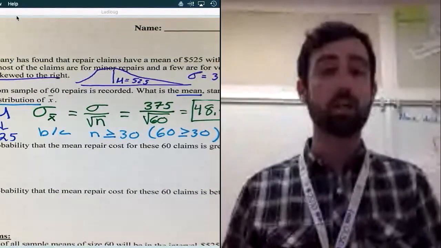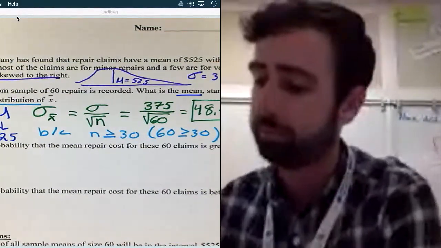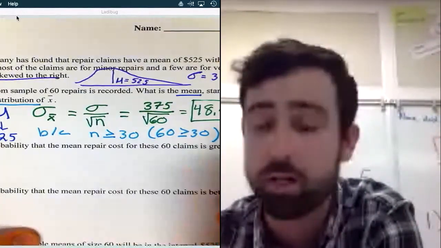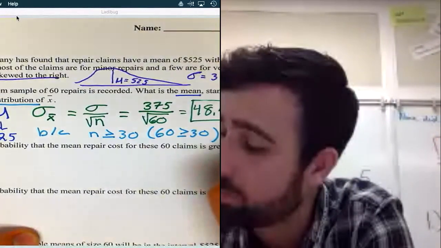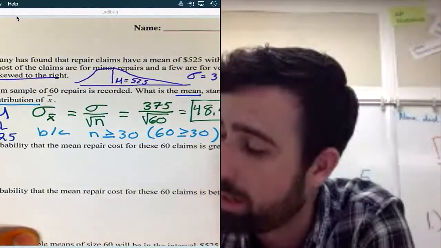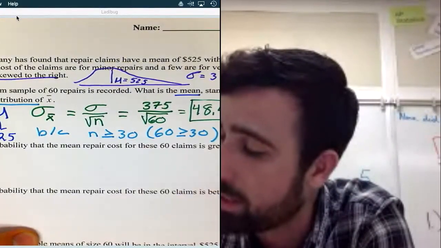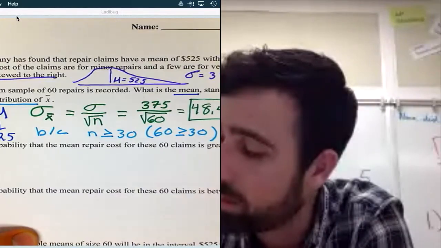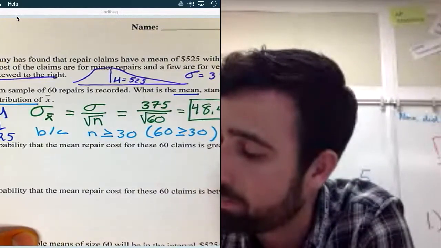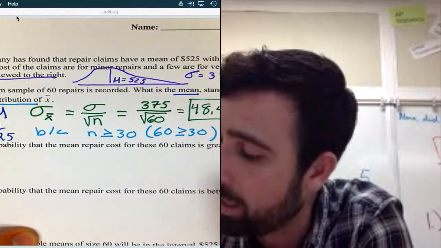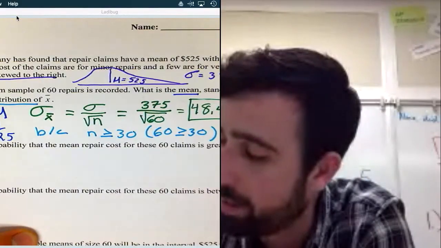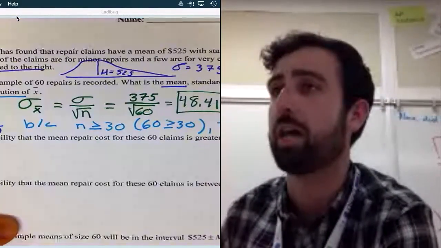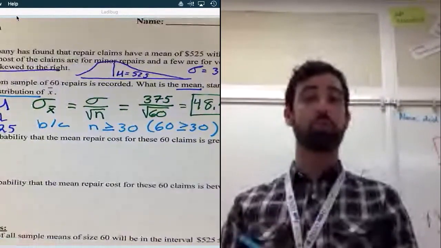So because our sample size is bigger than 30, 60 is bigger than 30, the central limit theorem tells us that the shape is normal. Sorry for the kind of off the side writing, but that's where central limit theorem comes into play.